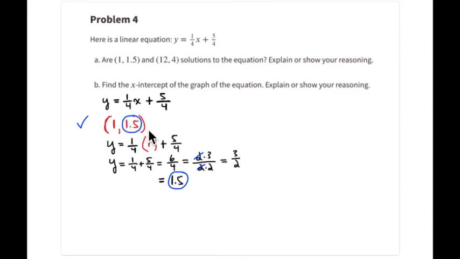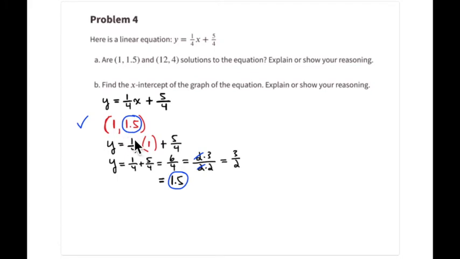So when I looked at this at first, I thought, okay, I'm going to take the x coordinate and plug it in for x, and I'm going to figure out what the y coordinate is. And if that works, if it comes out to be, in this case, 1 5/10, then yeah, that is a solution to this equation.